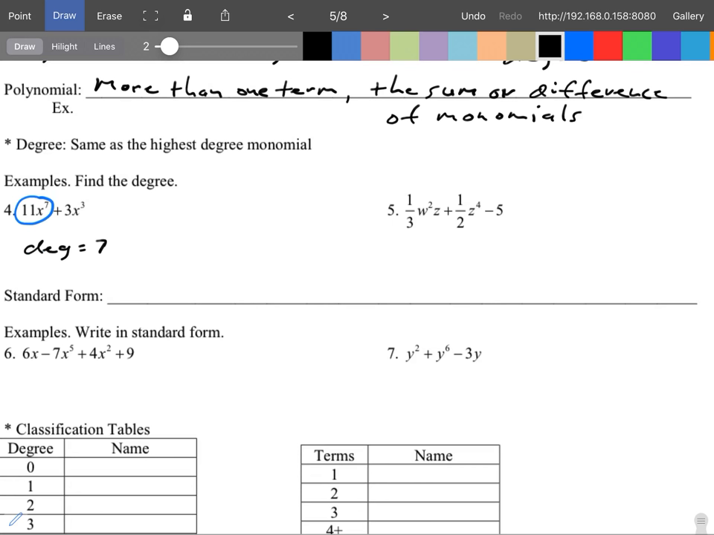All right, well then on number 5, you got to look at each term and decide which one would be the highest power term. That will give you the degree of the polynomial.